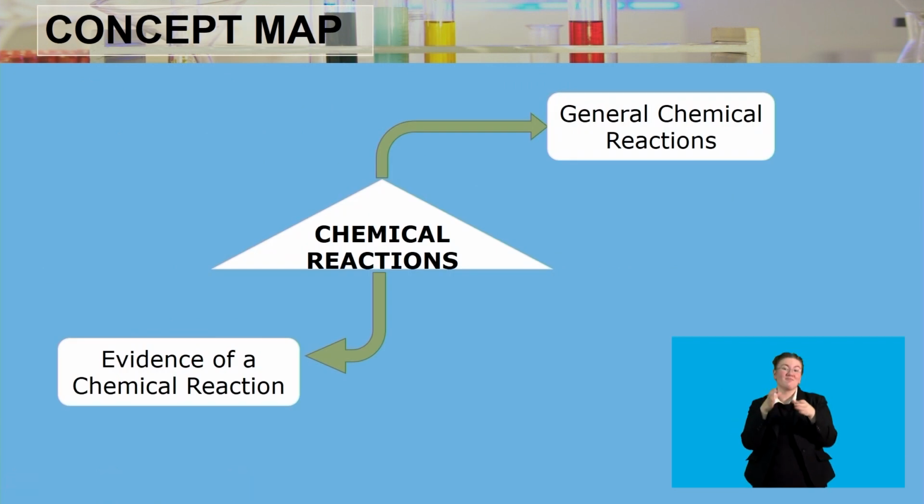Now, in order to achieve those goals, we need to take the main idea and break it into two small pieces, whereby we are going to look at general chemical reactions, and then also look at the evidence of a chemical reaction, looking at how we can tell whether a chemical reaction has taken place. Not forgetting that the main idea of this entire lesson is chemical reactions.